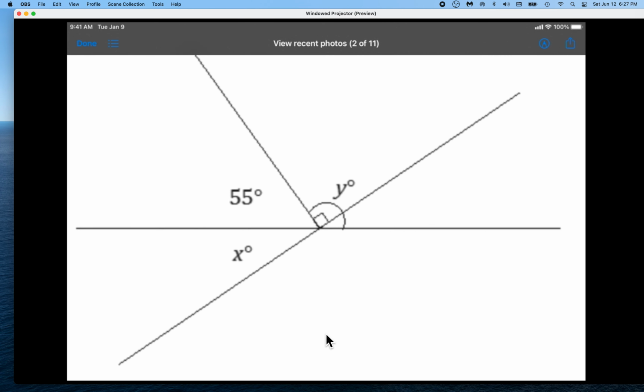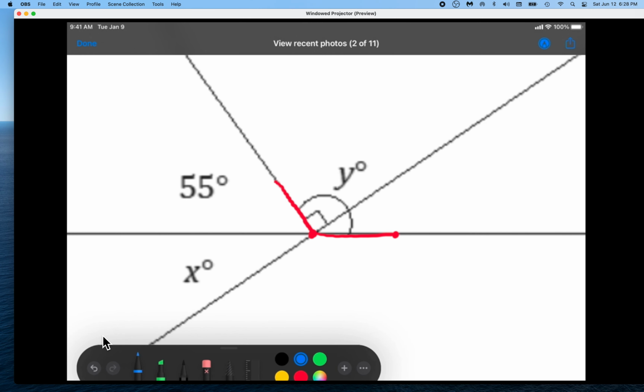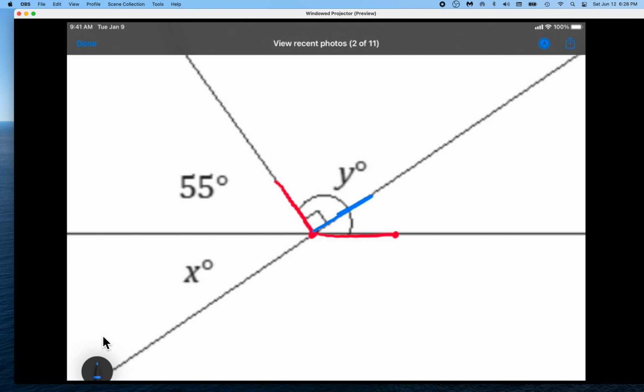This problem brings up a very interesting point. You see this curve designation here? It's important to realize that the y goes from this line all the way to here. Let me give you some colors to better illustrate that. That y designation is from red line to red line, just like that. This 90-degree angle is from red line to blue line.